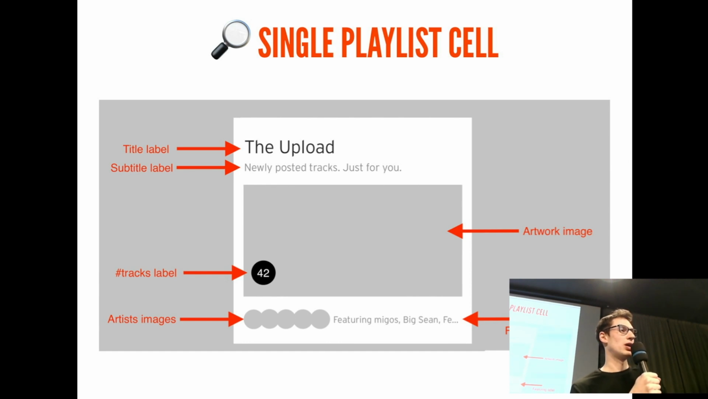There's another collection on the bottom where we usually show what are the artists or the tracks that are included in the playlist, and we have another label on the bottom that we use to tell the users why they get this playlist on their home screen. The interesting thing here is that we have all these elements, but we don't have to use them all.